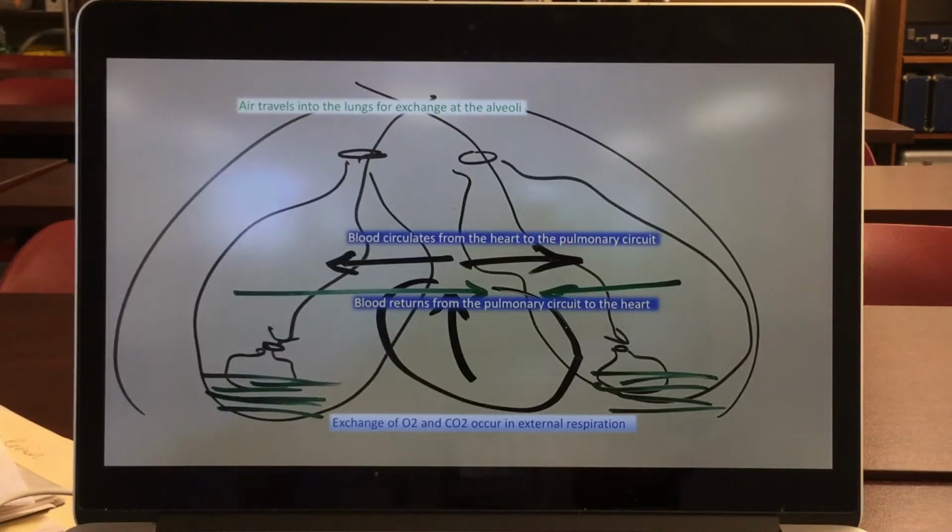Here we have a slide of blood that's circulating from the heart and out to the lungs. Air is coming in. Our cartoonish drawing is showing us two balloons that are getting air from outside, going down to the smaller air sacs, or smaller air balloons, getting this exchange. Blood then circulates out from the heart, indicated by the black arrows, and then returns back into the left atrium, indicated by the two green arrows.